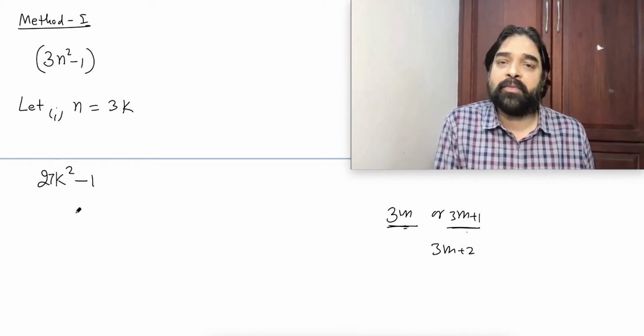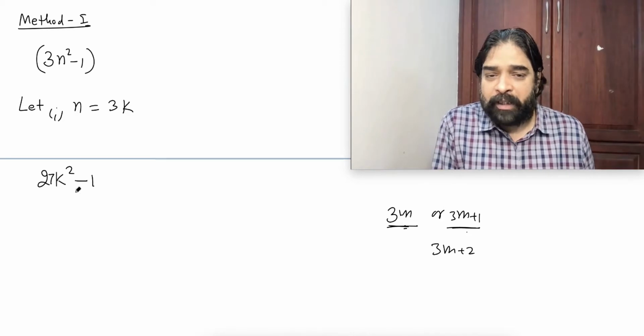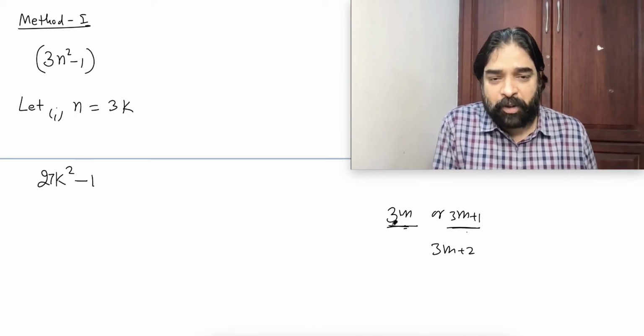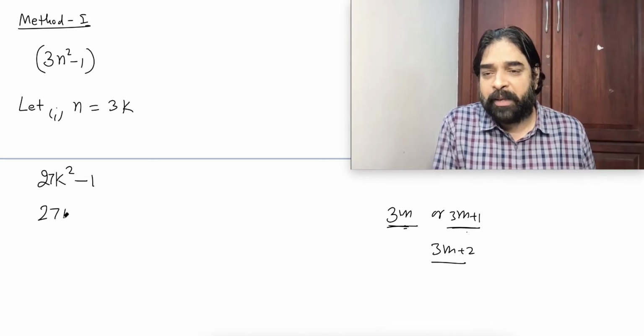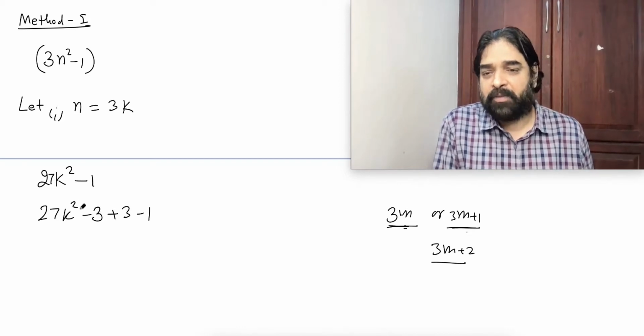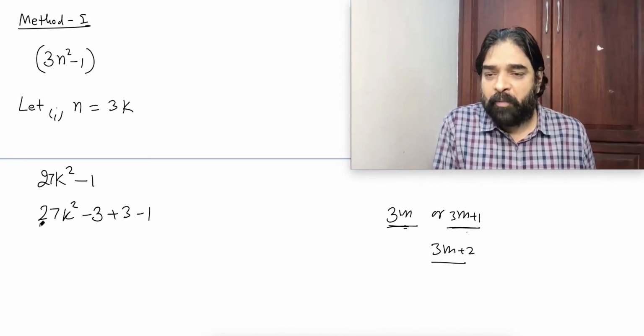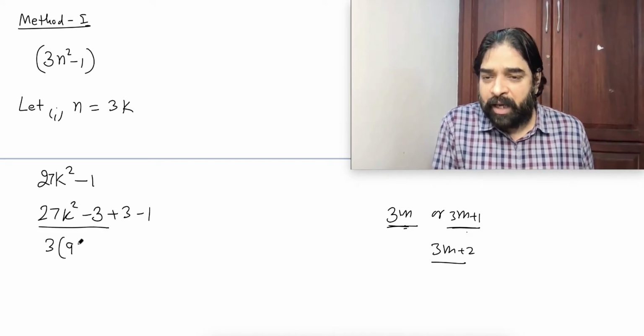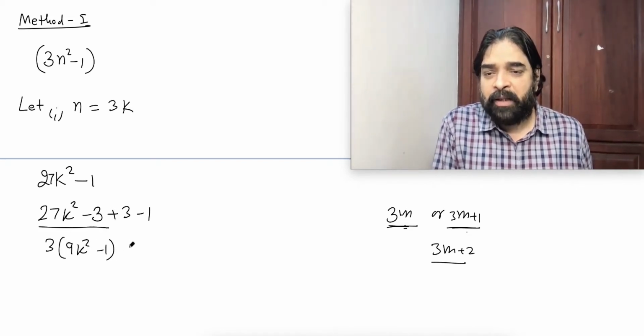27k square minus 1. All of you know that I can change this because I want to see either this form or this form or this form. So I can write 27k square minus 3 plus 3 minus 1. Correct? So this will become what? 27, 3 I can take common and get 9k square minus 1 and plus 2.